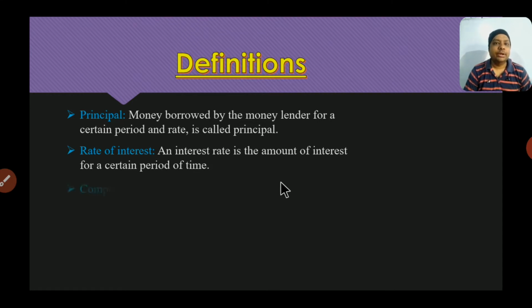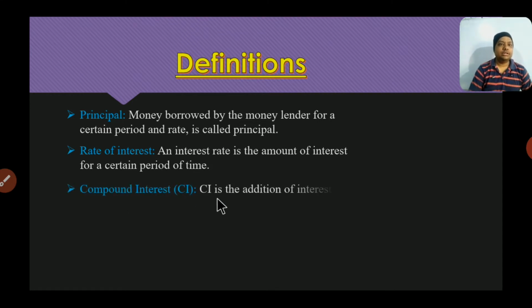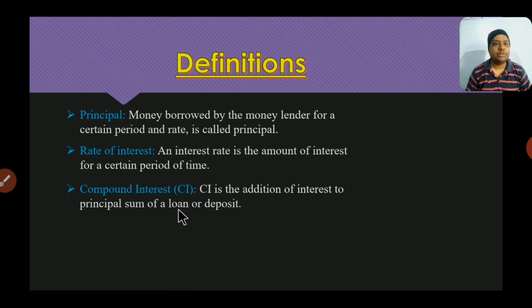Okay, dear. Now, what is compound interest? CI is the addition of interest to the principal sum of a loan or deposit. It means if you find, at the end of the given time, the interest, that is, the amount minus principal, it is called compound interest. We can say the profit earned by the money borrower is called compound interest.